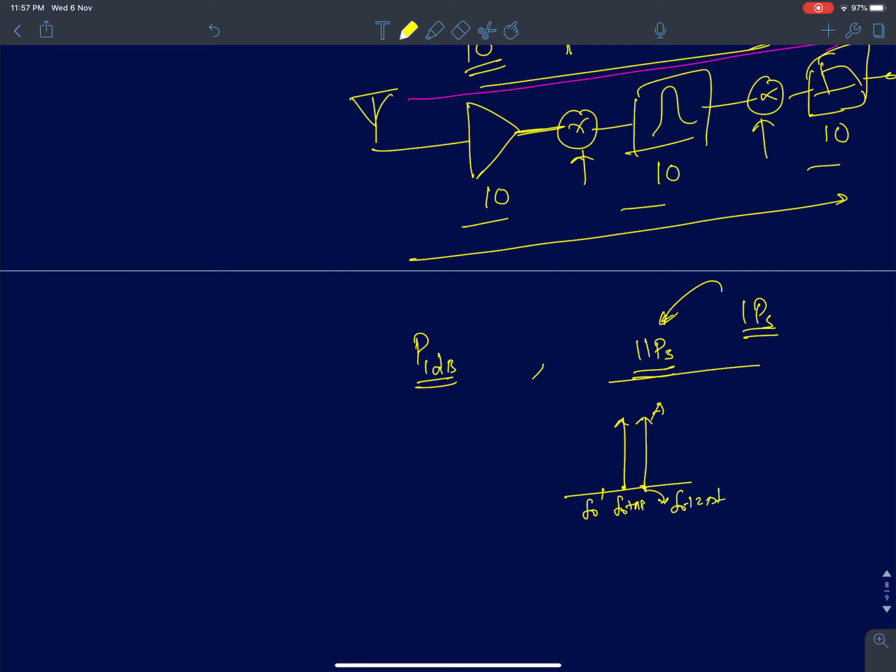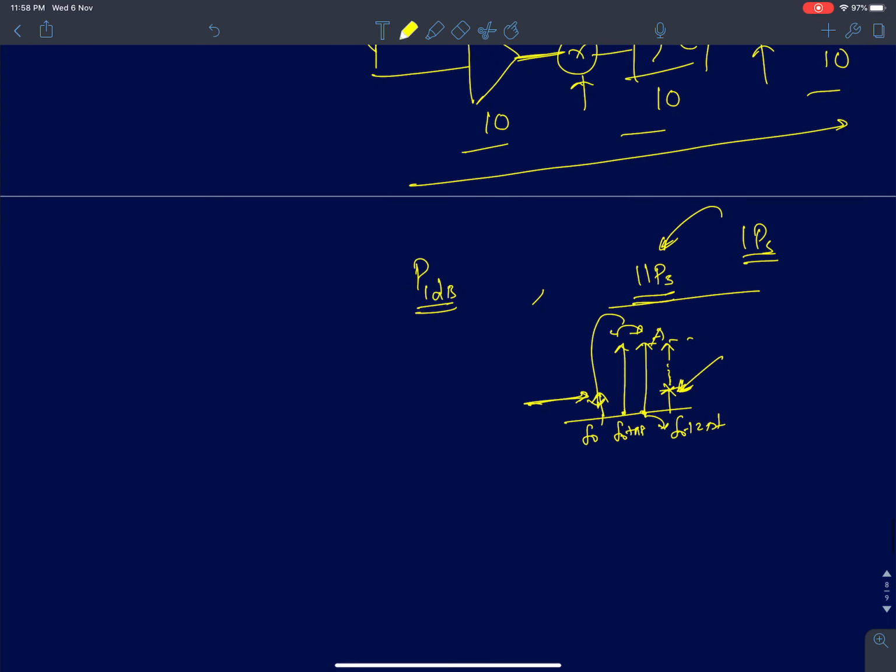And then we said when you pass these tones through a nonlinear system, they will introduce some small tones on either side. These two terms, we call them the intermodulation terms. These intermodulation terms are a result of third order nonlinearity. So in this third order nonlinearity, what did we do?